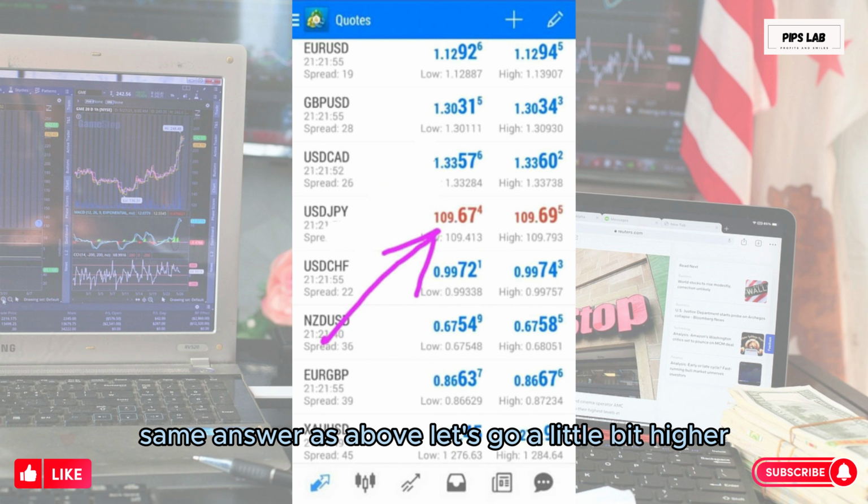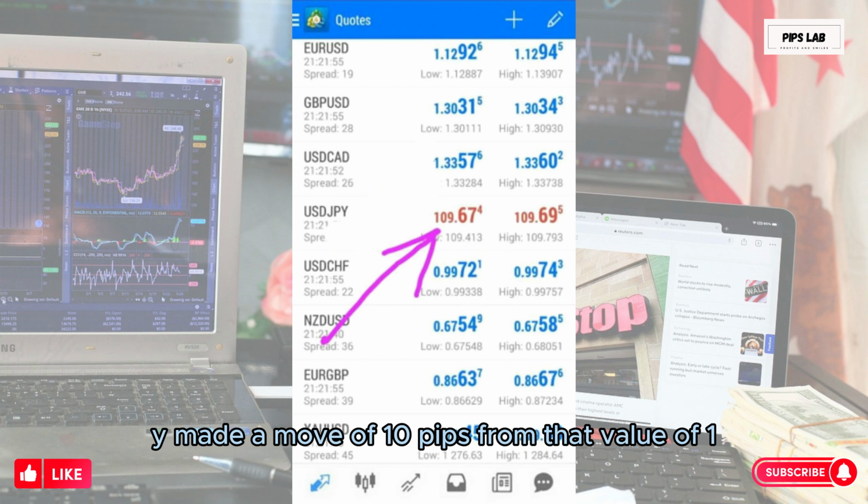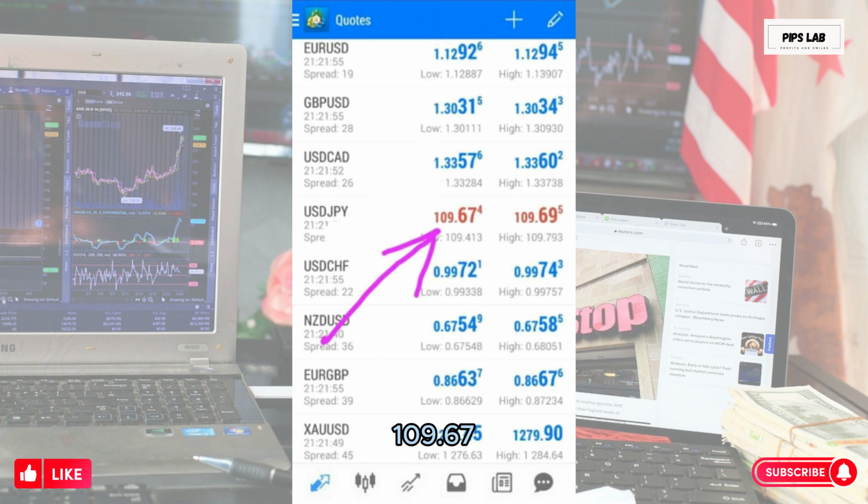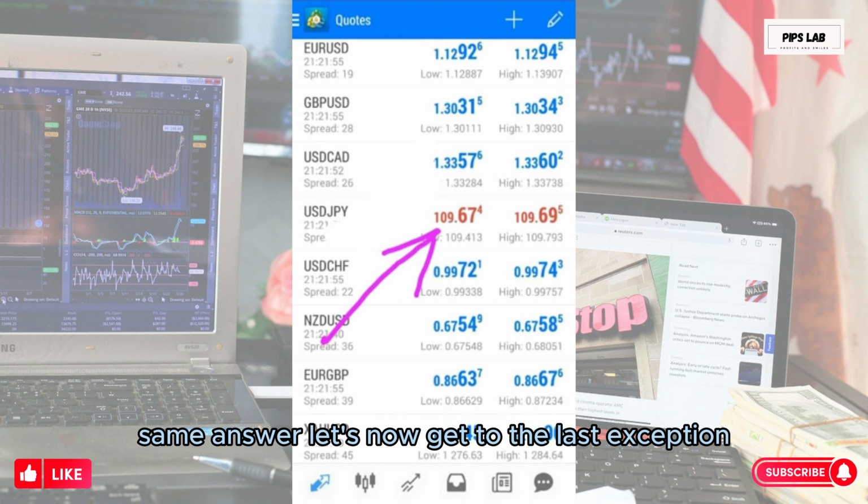Let's go a little bit higher. Assuming USD/JPY made a move of 10 pips from that value of 109.67, the new value, by simply adding 10 to the second decimal place number, would be 109.77. Using the long method, for JPY pairs 1 pip is 0.01. Hence 0.01 by 10 is 0.1. Adding 0.1 to the original value, we now have 109.67 plus 0.1, or 109.77. Same answer. Let's now get to the last exception, which is gold.